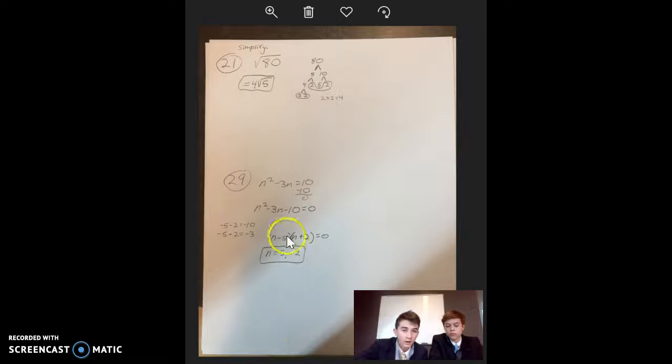And when you do that, negative 5 times 2 gives you the negative 10, and negative 5 plus 2 gives you the negative 3. However, you need to set each of these equal to 0. So when you set n minus 5 equal to 0, the solution is n equals 5. And when you set n plus 2 equal to 0, your solution is n equals negative 2. And that's how you get your answer, n equals 5 and negative 2.